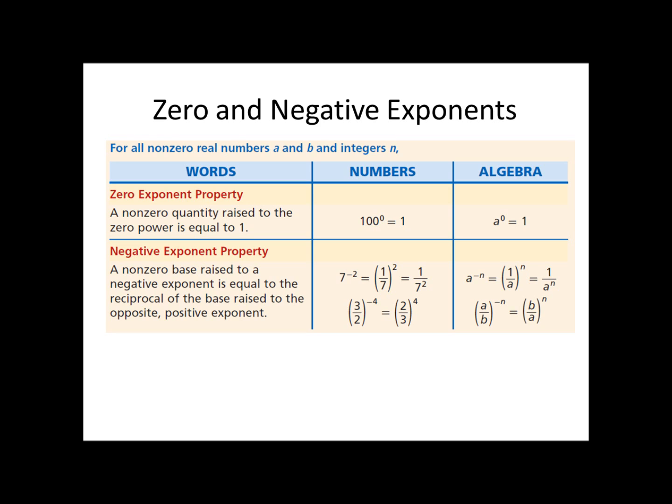So we see 7 to the negative 2 power. That negative is telling me the 7 is in the wrong spot. If I move it to the right spot, it turns to a positive 2. So that right spot is in the bottom of the fraction.